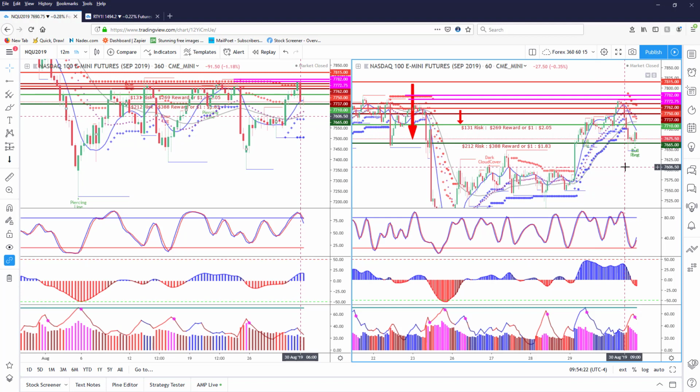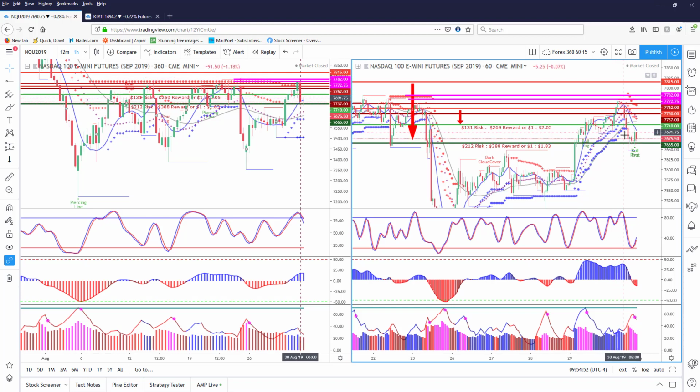Whereas on the touch bracket, okay, it had more risk. It had $212 of risk with a reward of $388. But here's your difference. On the touch bracket, the moment that it went to this line, in other words, the indicative index was at 76.65, you exited the trade. And that is the difference.